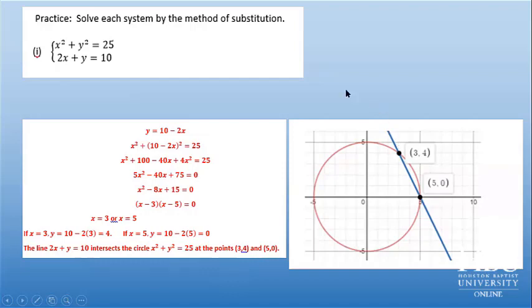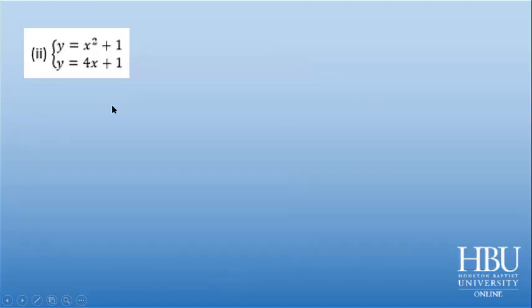Here's another example. We want to solve this system of equations. y equals x squared plus 1 and y equals 4x plus 1. You should recognize that y equals x squared plus 1 is a parabola that opens up and has a vertex at 0, 1. y equals 4x plus 1 is a line. We want to know, where does this line intersect the parabola?